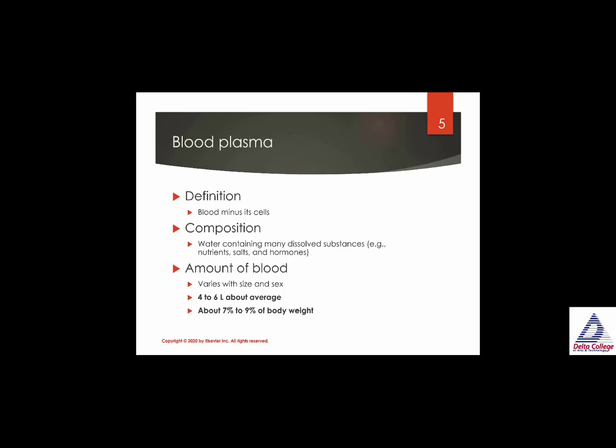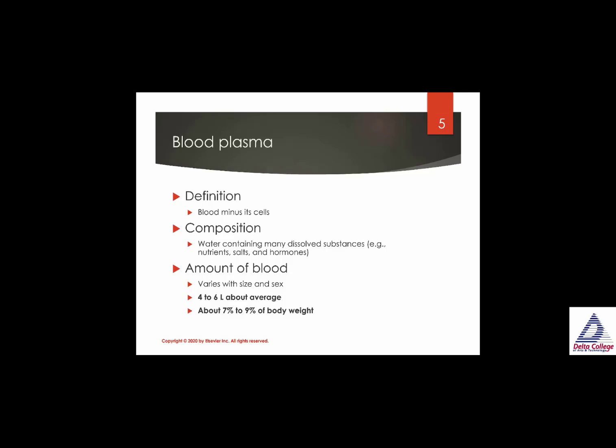Now, blood plasma is blood minus its cells. The composition is water containing many dissolved substances, such as nutrients. Think of nutrients as our digested food, okay? Salts, hormones, waste products. Also in plasma are proteins such as albumins, globulins, fibrinogen, prothrombin. And you can see a breakdown of all of these in figure 12-1 in your book.